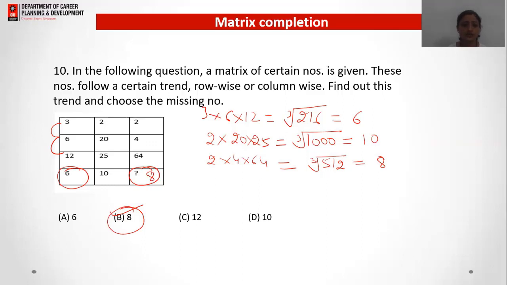So it may be possible that some division, addition, square, cube, square root, cube root, anything can be possible. You just need to check the pattern. You just need to check the trend. In this way, you can find out the answers of the questions based on matrix completion.